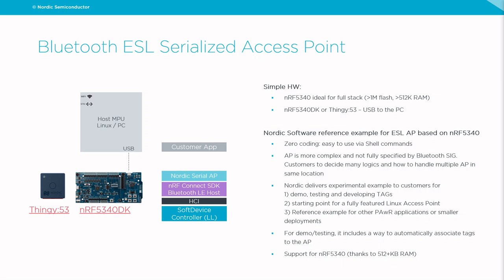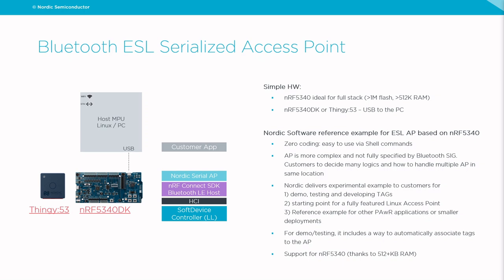The software can run on an nRF5340 development kit, but can also run on the Thingy:53 for a more compact design. The 53 series has been chosen because it has plenty of flash and RAM, and because it is dual core, so the radio can operate efficiently, independently from the application. Such an implementation allows customers to test and develop the Bluetooth ESL tags easily and without any coding on the access point. It's super easy to use the access point by simply using some of the shell commands to perform all the actions from the access point point of view.